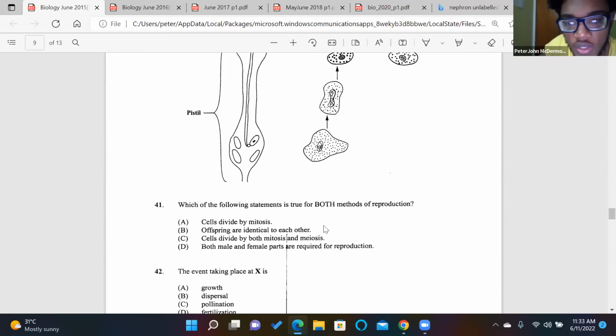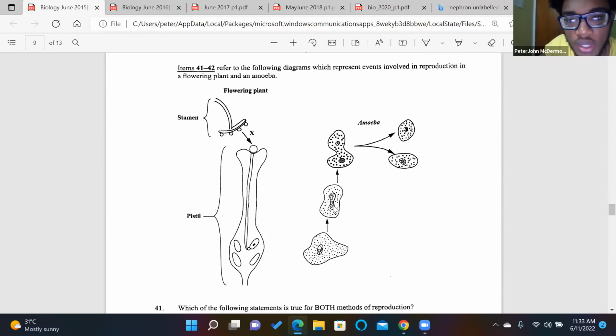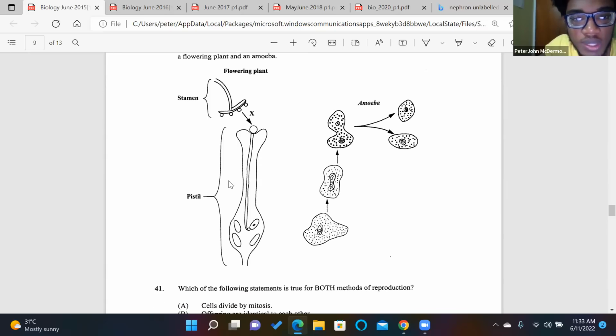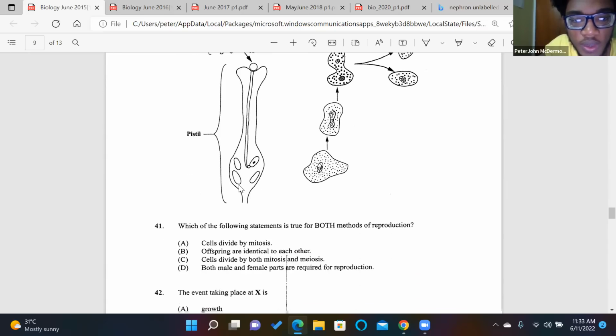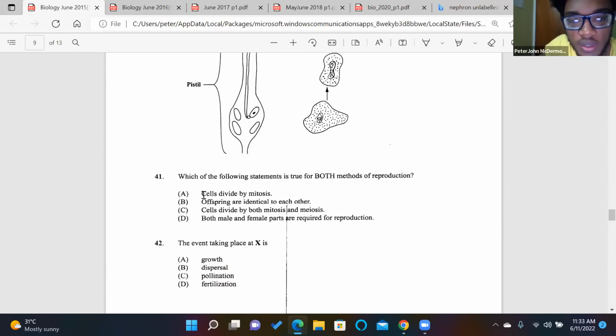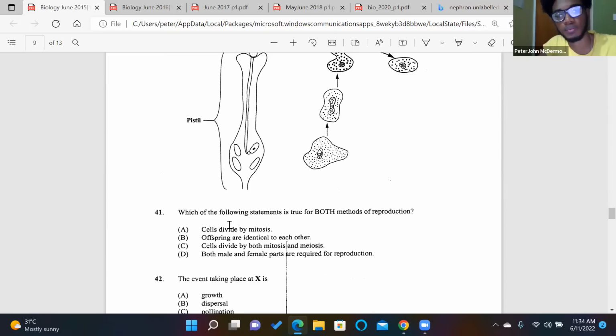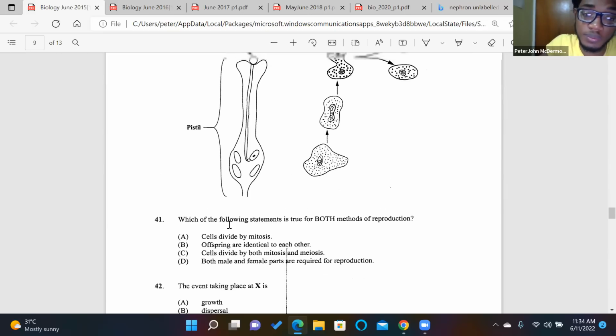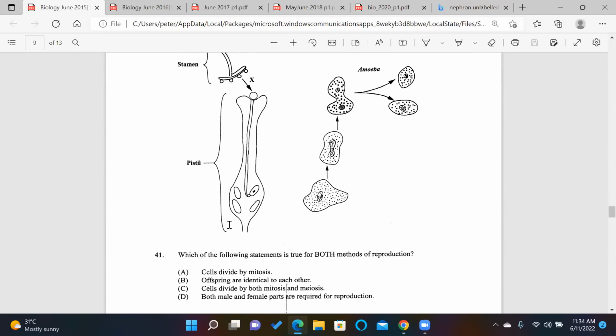Which of the following statements is true for both methods of reproduction? Let's look here. What do we notice here? This is an amoeba. This is dividing. We get 2 amoebas, and this is a flowering plant. So what do we know? What's true for both? C. Yeah, I think so too.